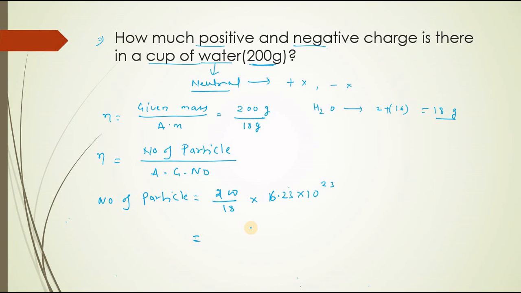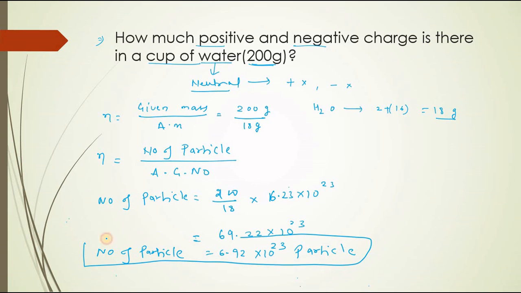So you can cancel this value. This value comes out to be 69.22 into 10 to power 23, so basically 6.92 into 10 to power 23 particles. These are the number of particles that exist in 200 gram of water. So these are the number of atoms we have. In each atom we know there is one electron and one proton. So in this number of particles you will have an equal number of electrons as well as an equal number of protons.